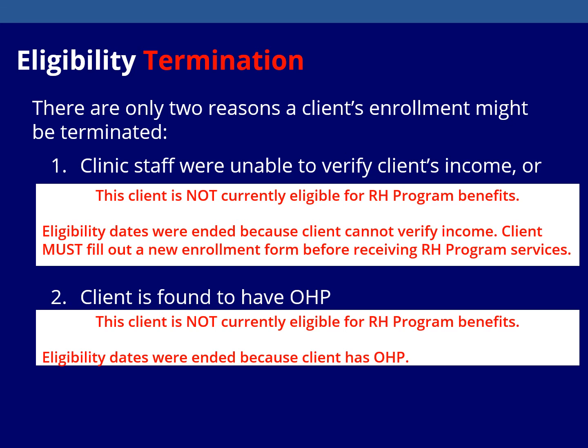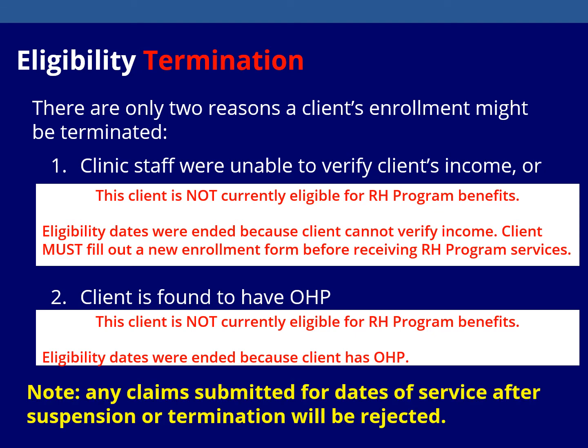If a client's enrollment was terminated because of income, they may re-enroll, but they'll have to complete and submit a new enrollment form. But if a client's enrollment was terminated because they are found to have OHP, they cannot re-enroll unless they no longer have OHP. It is important to note that claims submitted for clients whose enrollment have been suspended or terminated will be denied if the dates of service on the claim are after the suspension or termination date.